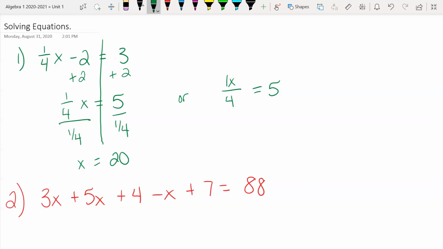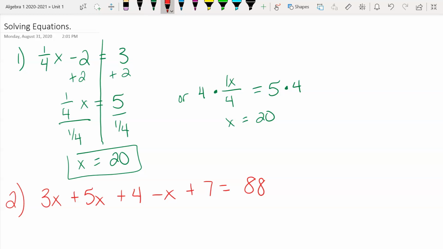Or if you did it on the right-hand side, if you rewrote it, you can multiply by 4 because you're taking that x and dividing by 4. So I multiply both sides by 4 and I get x equals 20. So you get the same answer regardless. Just know that it should be 20.